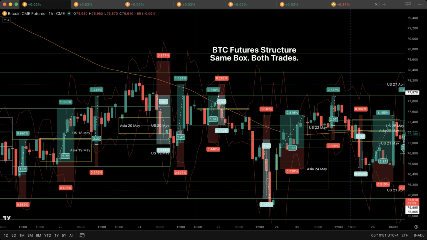First, the midpoint fails. Short to lower memory. Then lower memory holds. Long to upper memory. Same box. Opposite direction. Different behavior. That is why direction alone is not enough. You do not say short all day. You do not say long all day.